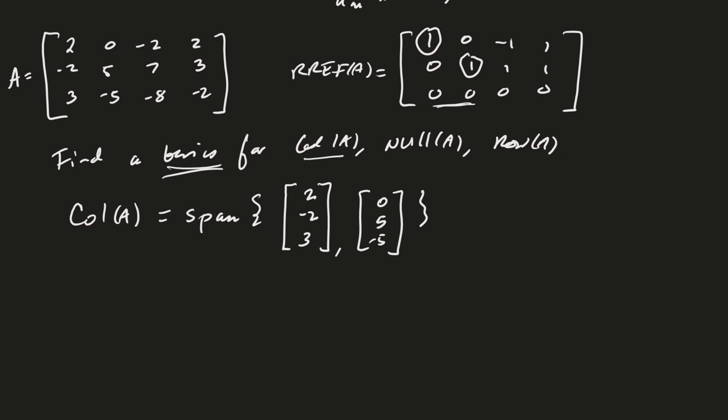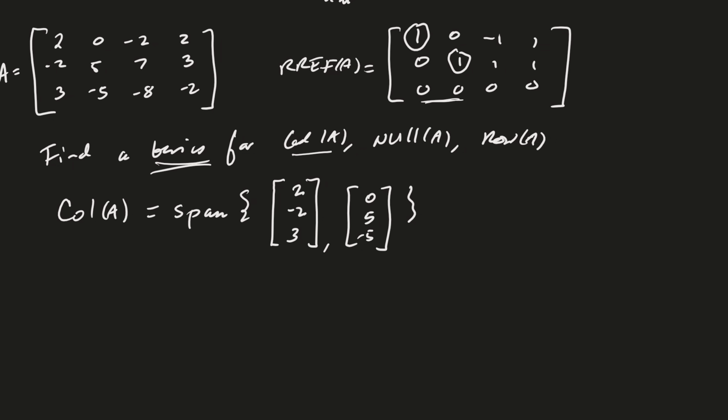Good. Do you see why, by the way? If I took these two columns to be my two basis vectors, I could never have, for example, anything in the third entry there except 0, right? And of course these columns have lots of numbers there. Good. So therefore this is going to be the basis for the column space. Excellent. Okay.